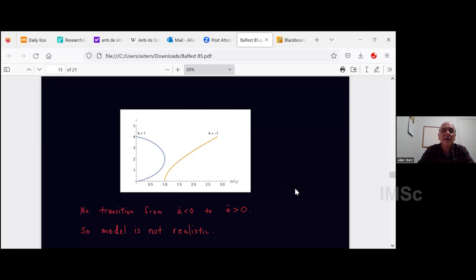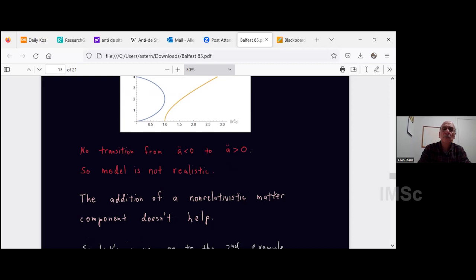A double dot is positive for the case of K equals minus 1. So this is an example of an accelerating universe. However, it doesn't give a realistic model for the current cosmic inflation because there's no transition from a decelerating phase to an accelerating phase. So this model isn't realistic. And here again, I didn't include an energy-momentum source. It turns out that the addition of a non-relativistic matter component doesn't help in this regard. You still don't get a realistic case where there's a transition from a decelerating universe to an accelerating universe.